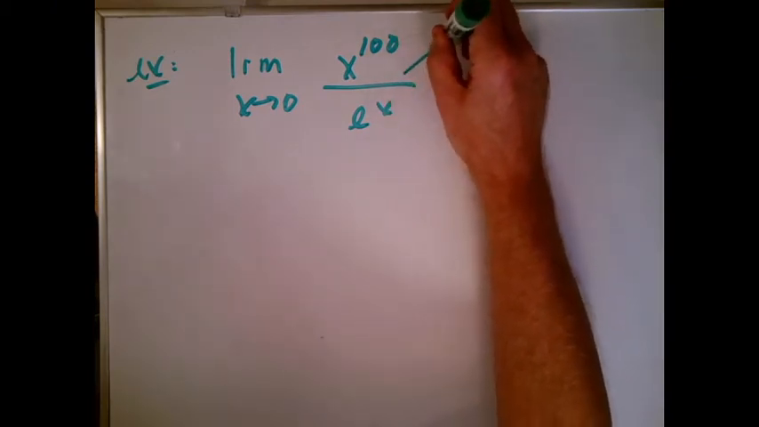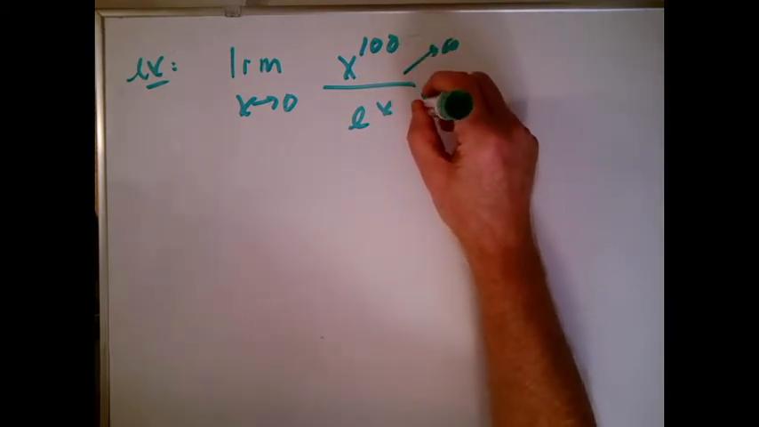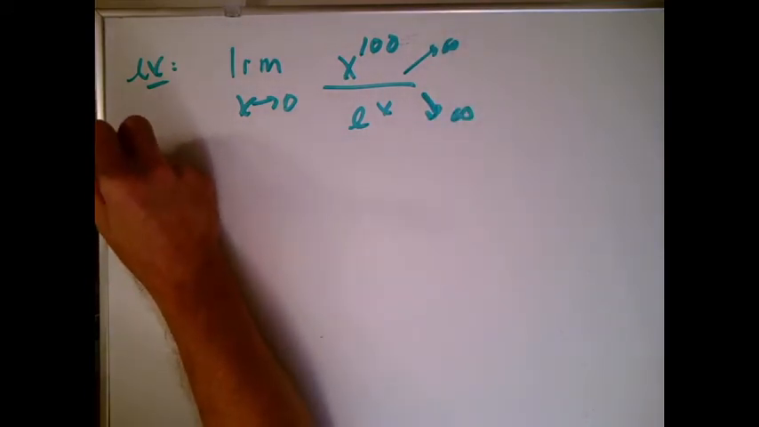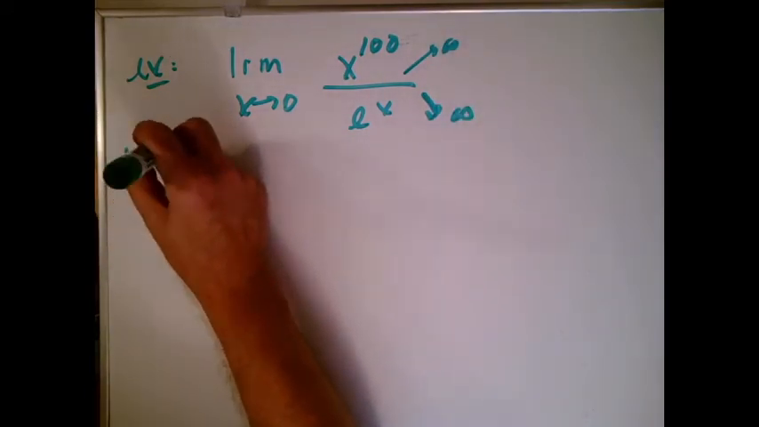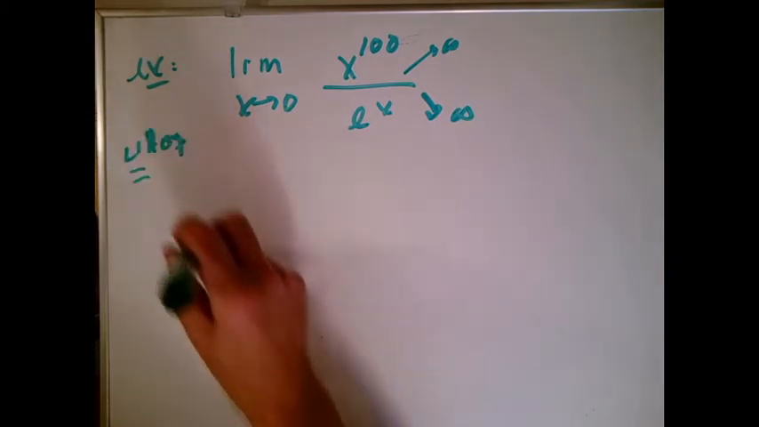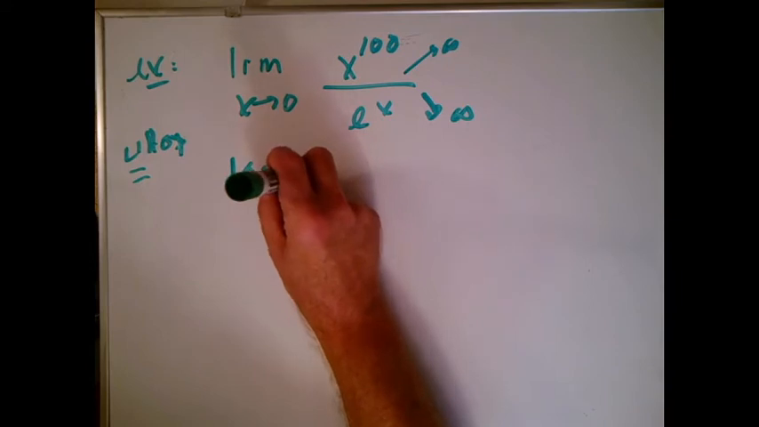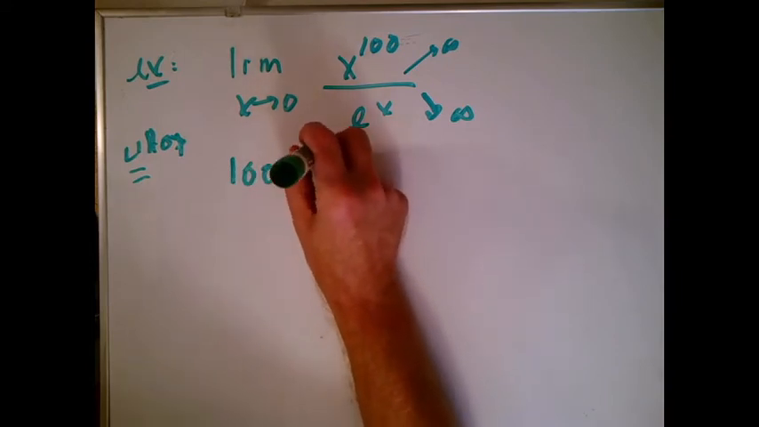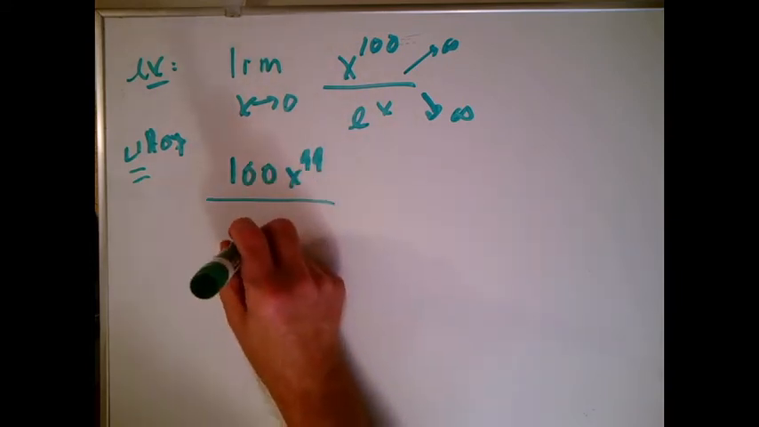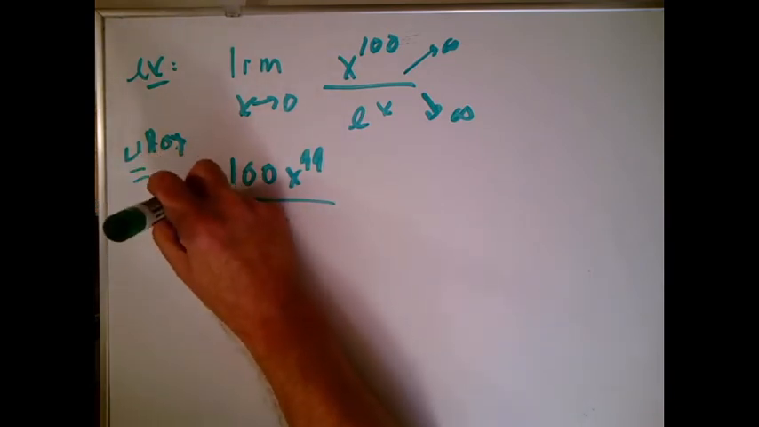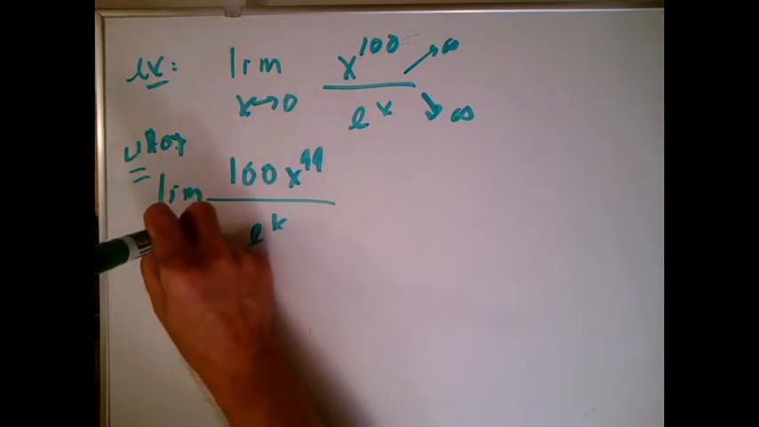The top is certainly getting huge. The bottom is certainly getting huge. We can certainly use L'Hopital's rule. So we write L hop over here. We take the derivative of the top. We get 100 x to the 99th. On the bottom we have e to the x. And we're supposed to take the limit all over again.